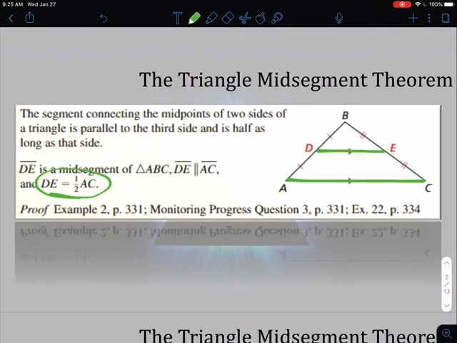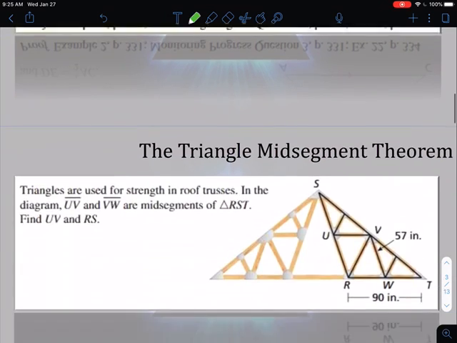So if it's just the numbers, it's just a matter of matching them up. So DE has a length of 24. The outside has to be twice as big, so 48. So that's the key thing there.